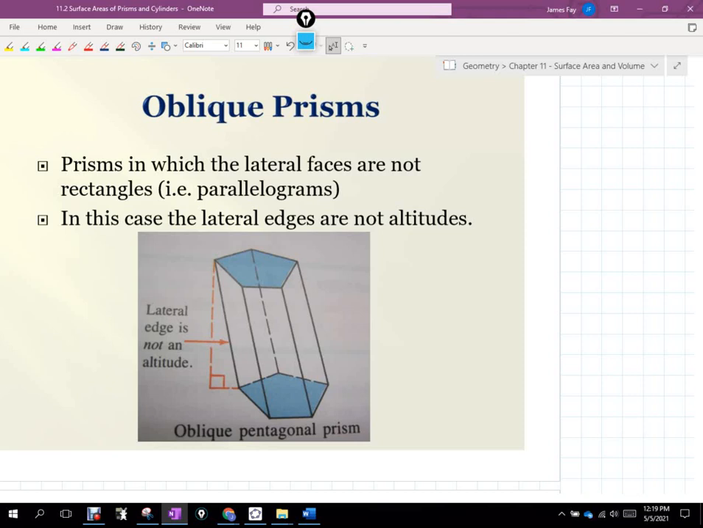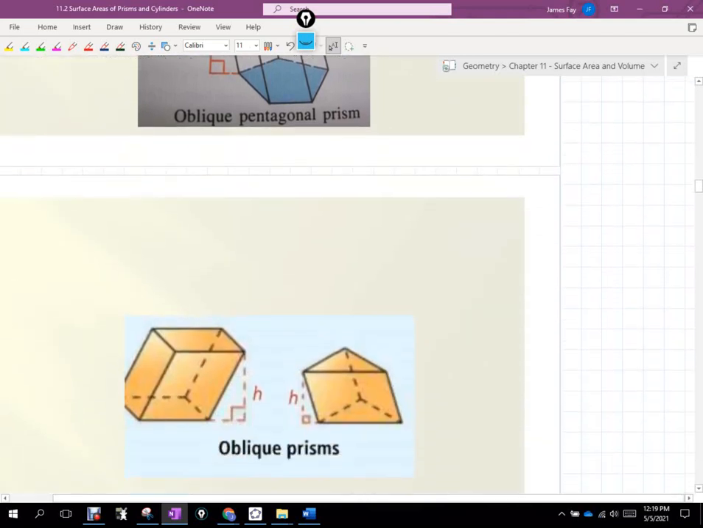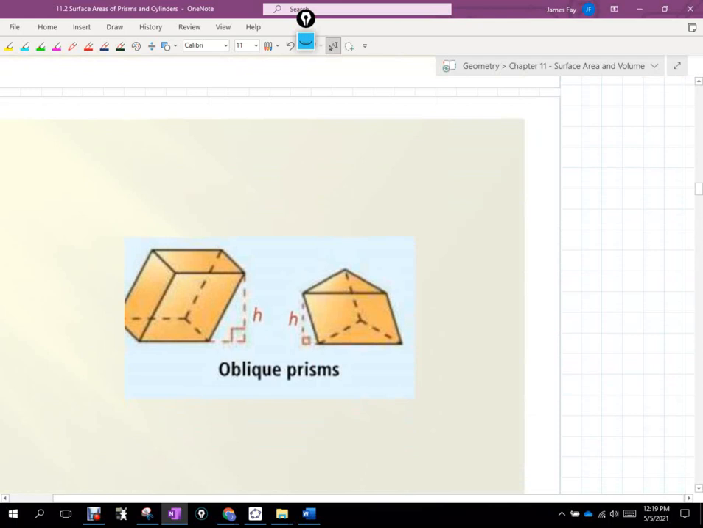In a right prism, in general, your altitude follows a physical component of your shape. In an oblique prism, that's not necessarily true. Is that okay? So this would be an oblique pentagonal prism. Some more oblique prisms.